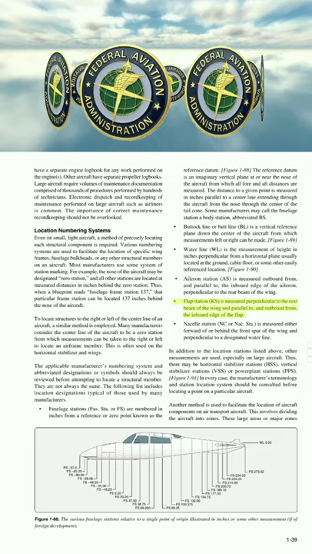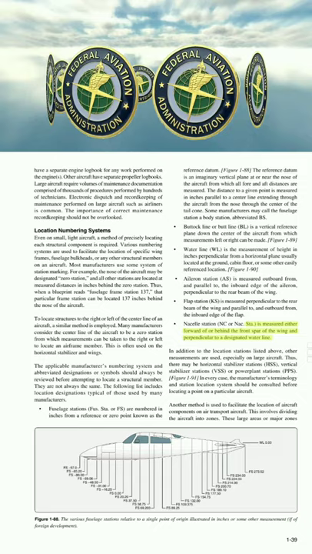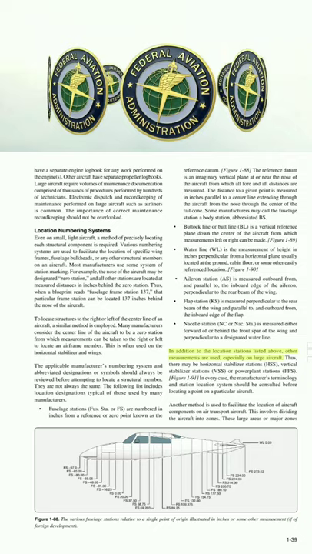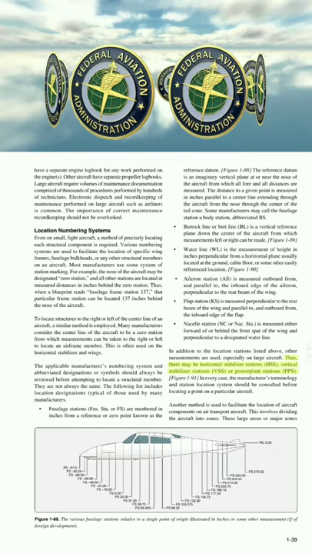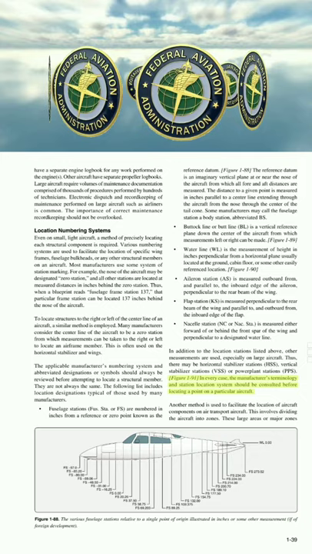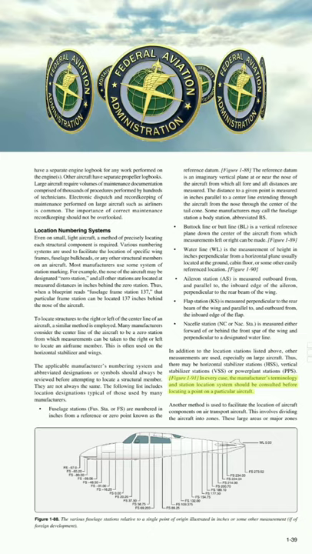Nacelle station, NC or NAC STA, is measured either forward of or behind the front spar of the wing, and perpendicular to a designated water line. In addition to the location stations listed above, other measurements are used, especially on large aircraft. Thus, there may be horizontal stabilizer stations HSS, vertical stabilizer stations VSS, or power plant stations PPS. In every case, the manufacturer's terminology and station location system should be consulted before locating a point on a particular aircraft. Another method is used to facilitate the location of aircraft components on air transport aircraft.